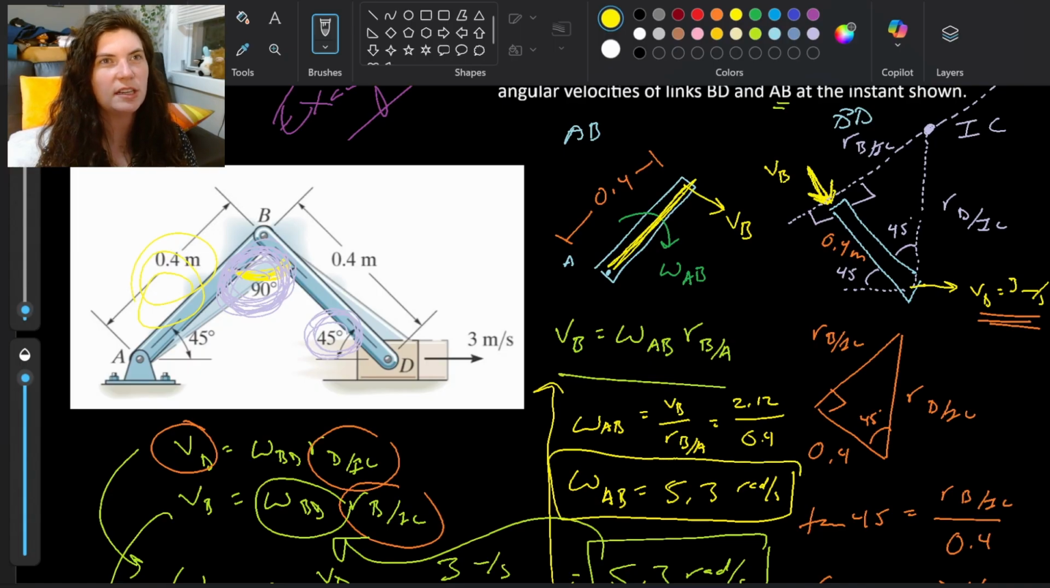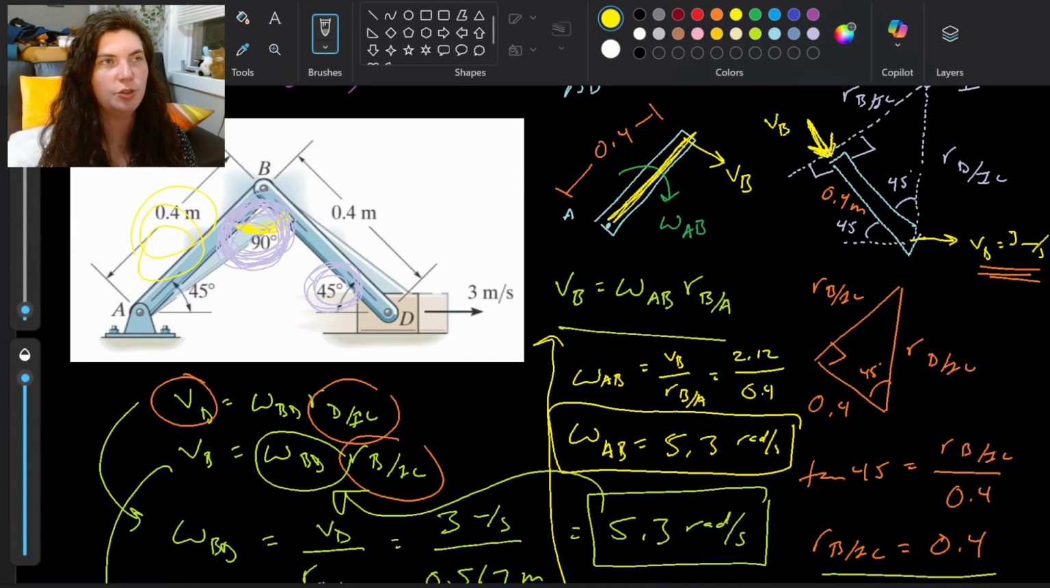And it's kind of coincidental, it's kind of not, since these two members, AB and BD, are the exact same length, and they meet at a 90-degree angle. So all of their math is going to be equal, right? They're going to go through the exact same angular velocity because of the angle that they're at right now.